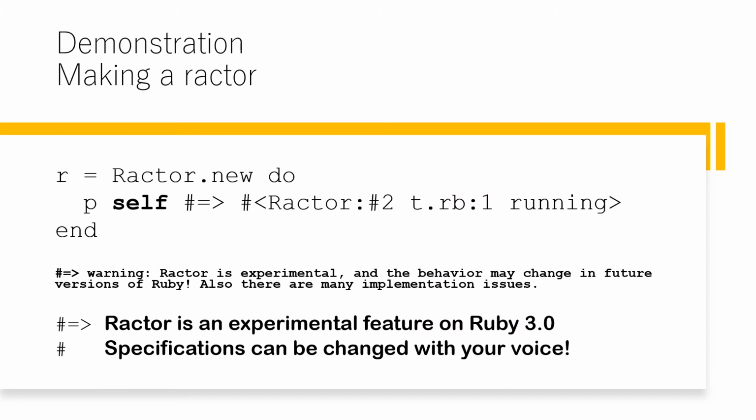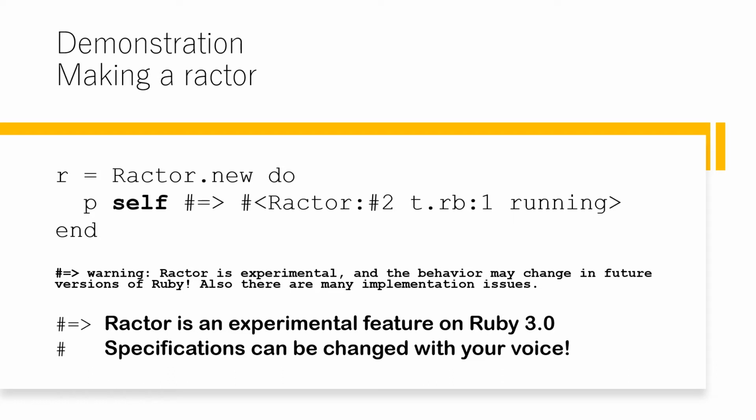We can make a Ractor with the Ractor.new method with a given block. So this given block will run in parallel. Self in the given block is replaced with the created Ractor. It is different from the outer self of this block.